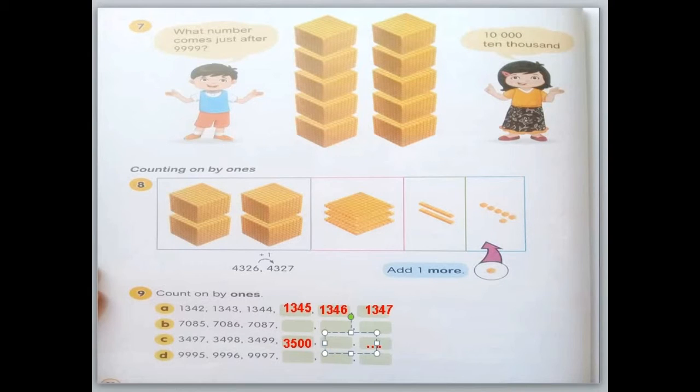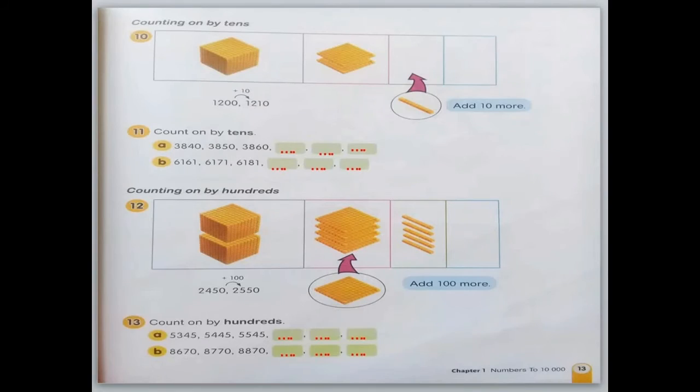Okay, next we count, we add one more. So 3,501. The next number is 3,502. I believe you understand it. Next, we go to question number 10.